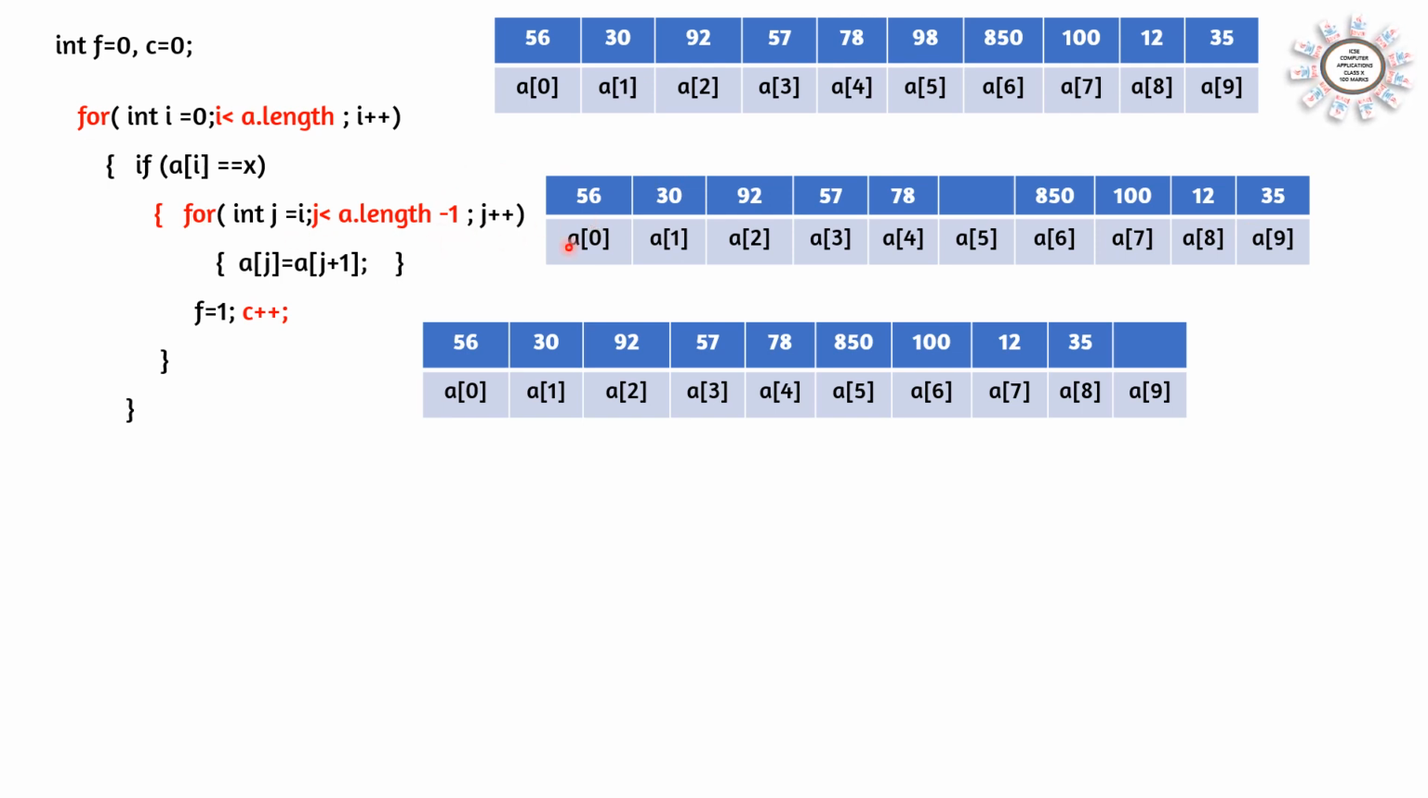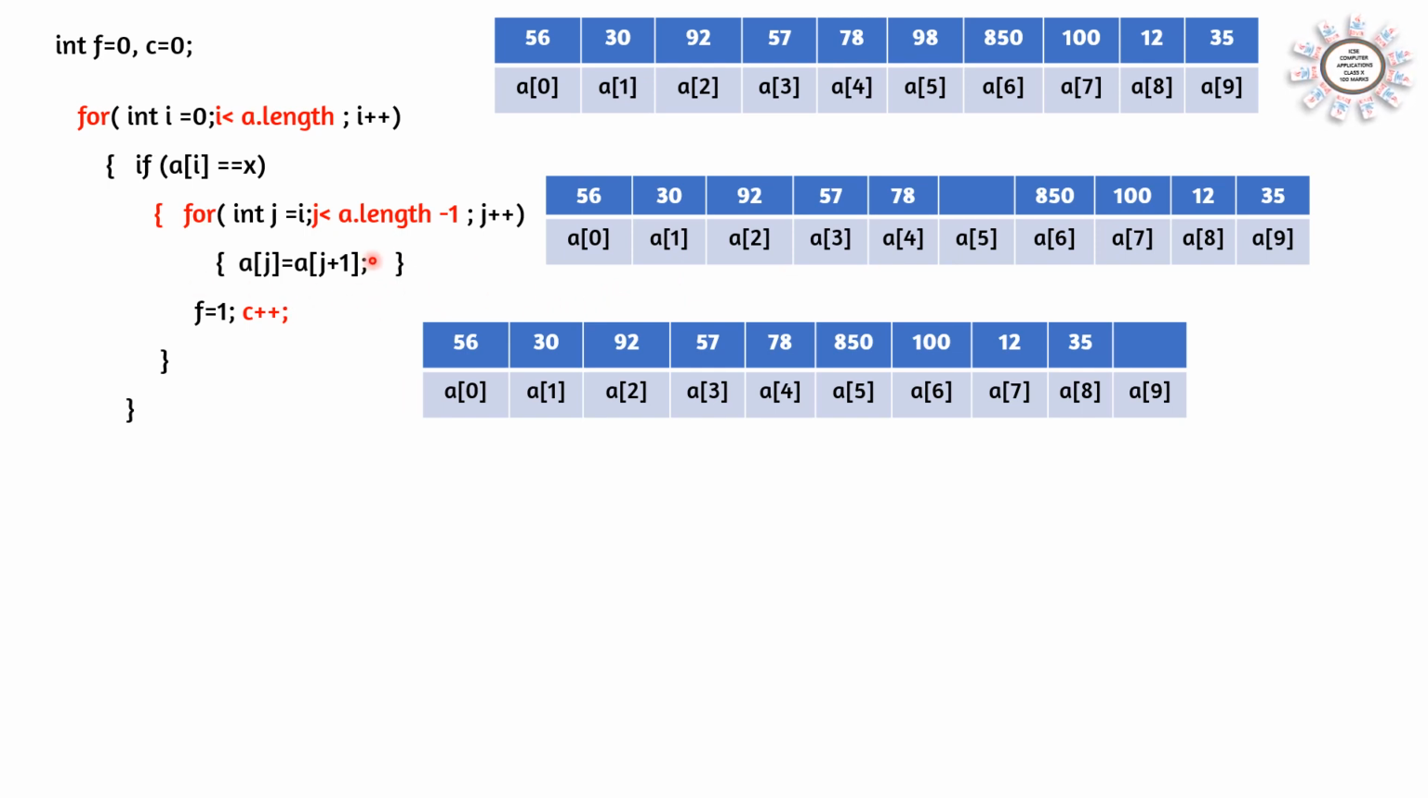So here we are starting the loop from i position and a of j is equal to a of j plus 1. i was 5 when we started j, so a of j is A5 and j plus 1 means A6. So a of j is equal to a of j plus 1. 850 will come here, 100 will come in A6, 12 will come in A7 and 35 will come in A8. So like this the shifting will take place.